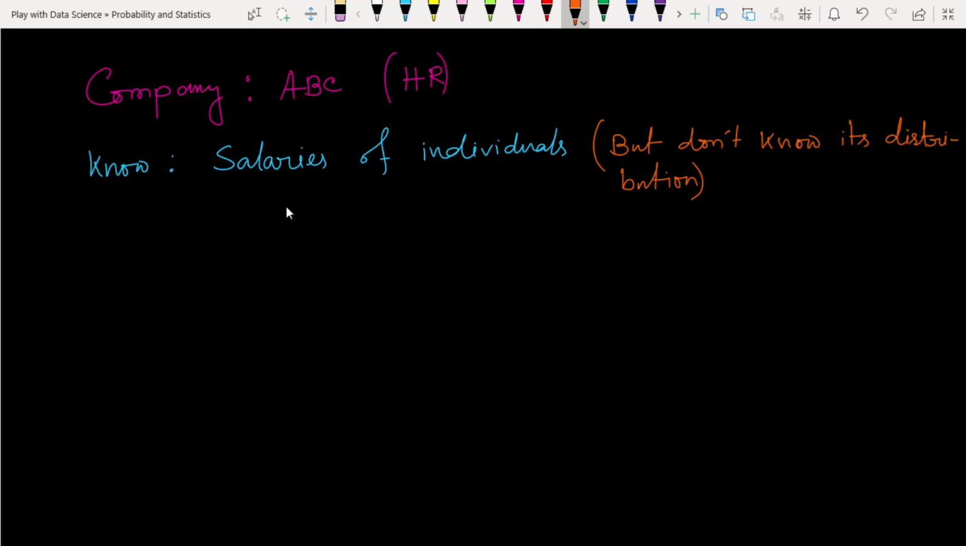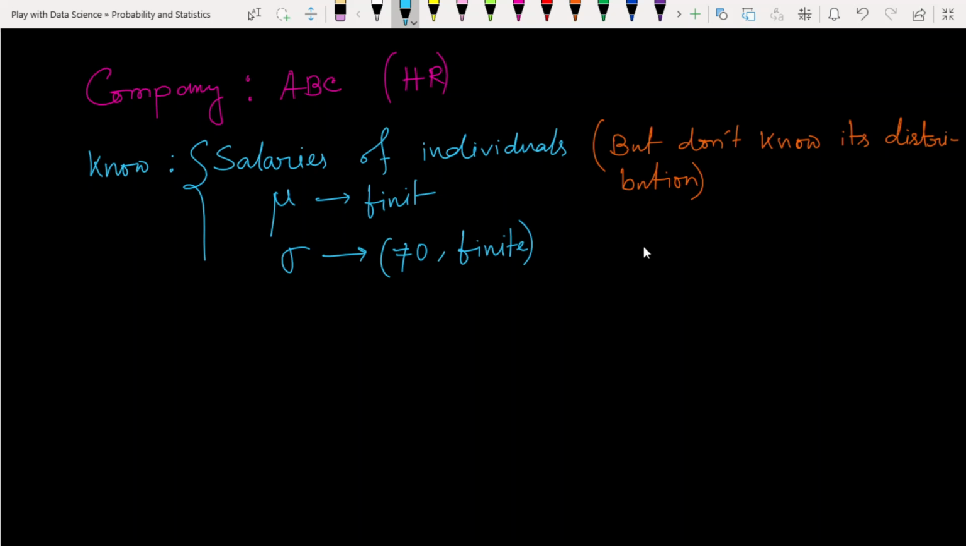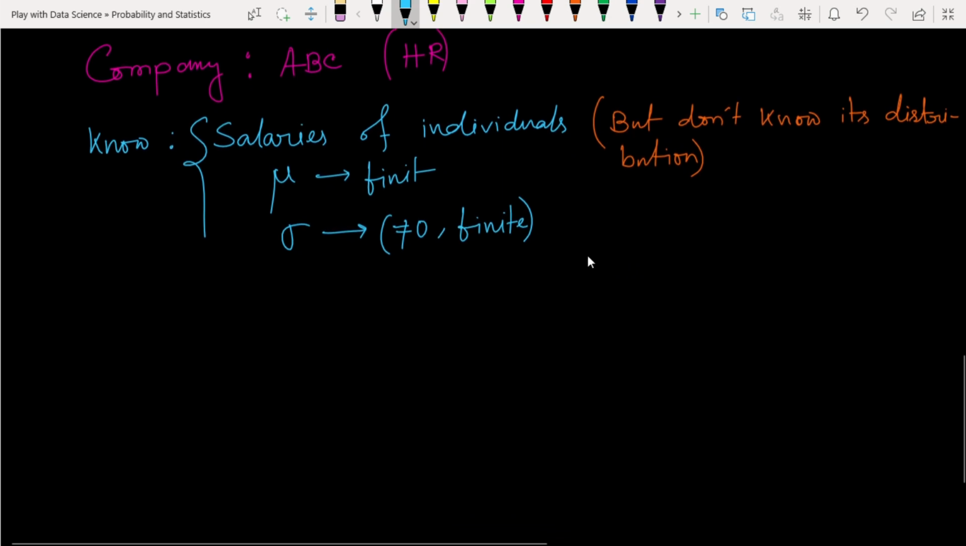Here we know its mean. I am taking blue ink for this, I think it will be better. We know its mean, and that it is finite. We know its standard deviation, which is non-zero and also finite. We know these three things, but we only don't know its distribution.